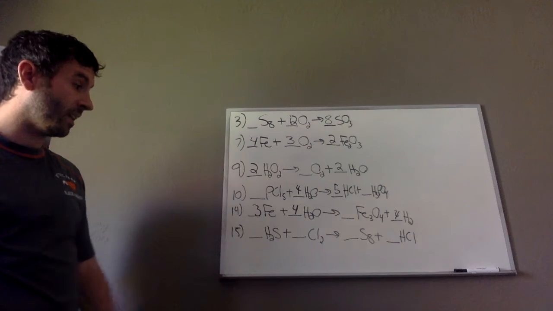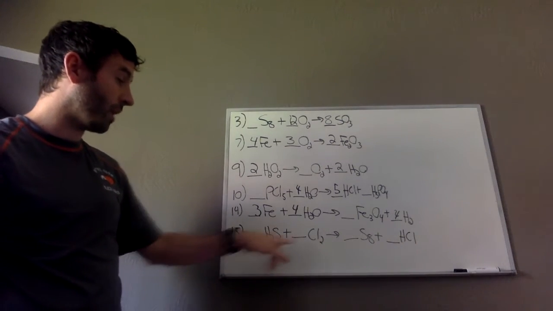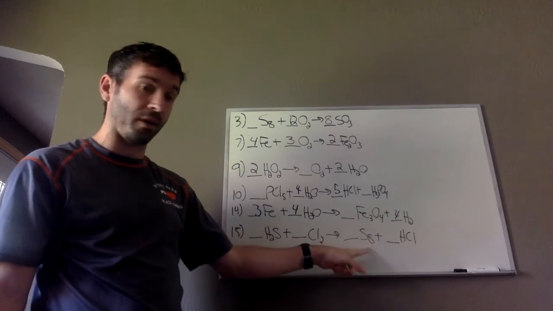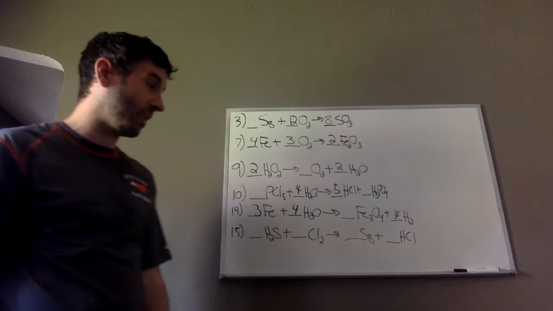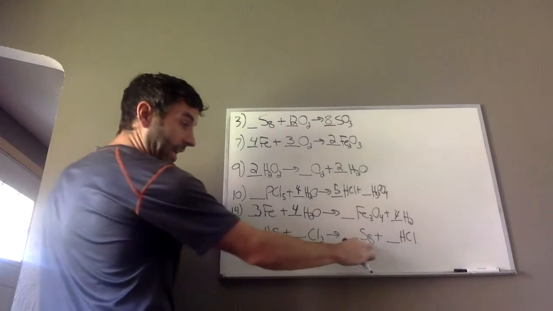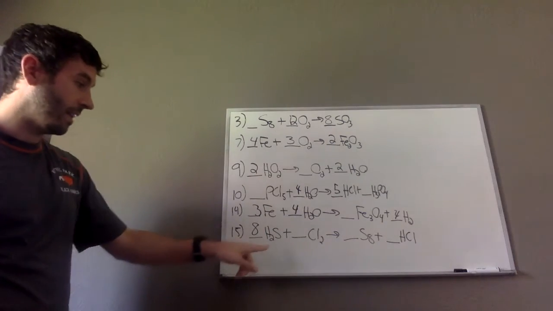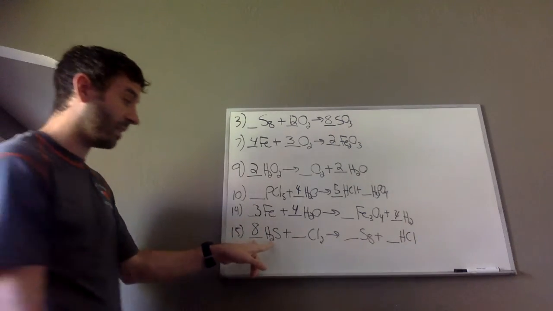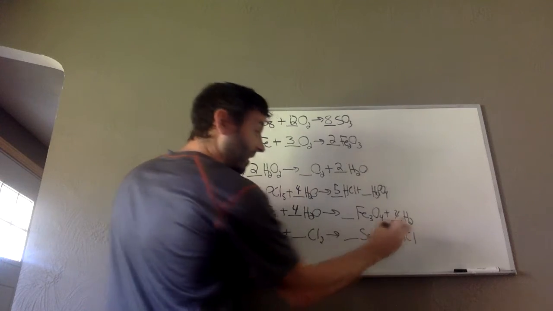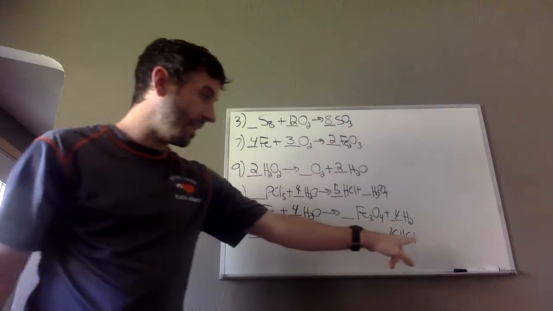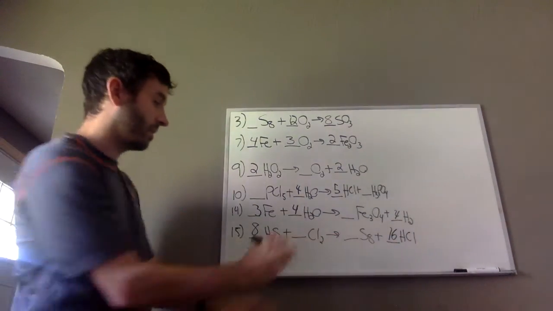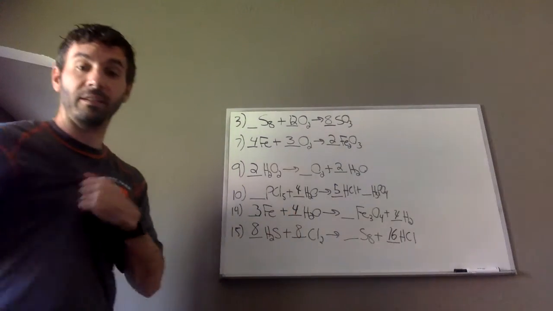Okay, and then the last one of these, I have H2S reacting with chlorine gas to form sulfur and HCl. I notice I have 8 sulfurs here, so I need 8 over here. Now I notice I have 16 hydrogens here, so I need 16 hydrogens there. Now I have 16 chlorines, so I need 16 chlorines here.